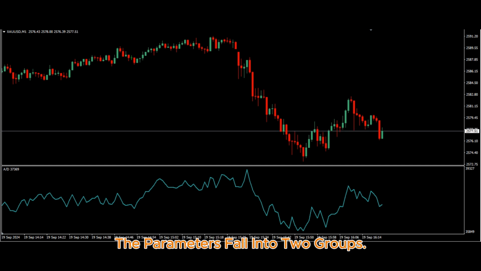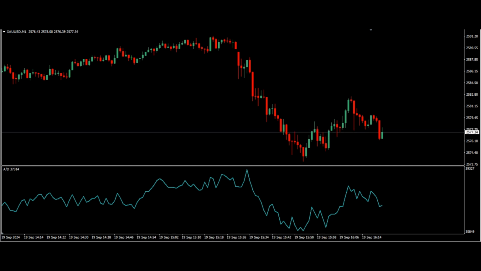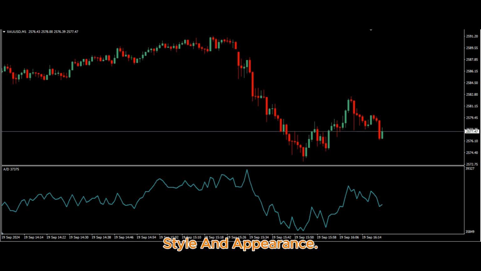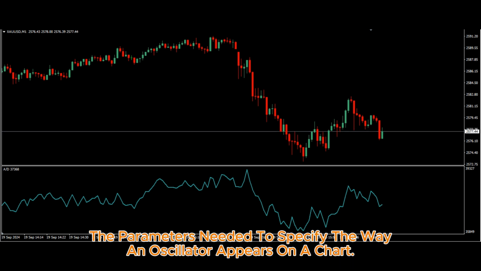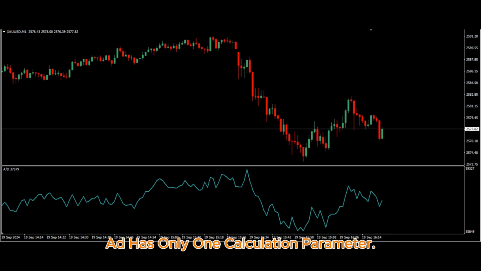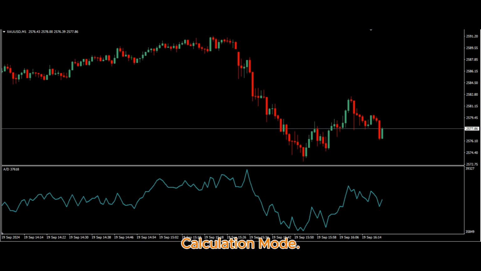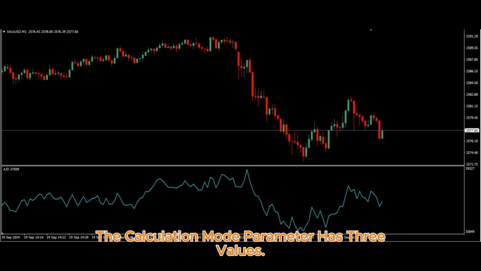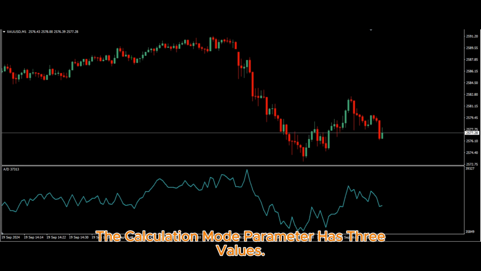The parameters fall into two groups. Calculation: the parameters needed to calculate an oscillator's prices. Style and appearance: the parameters needed to specify the way an oscillator appears on a chart. AD has only one calculation parameter: calculation mode. The parameter allows you to specify the way the AD oscillator is to be calculated. The calculation mode parameter has three values.